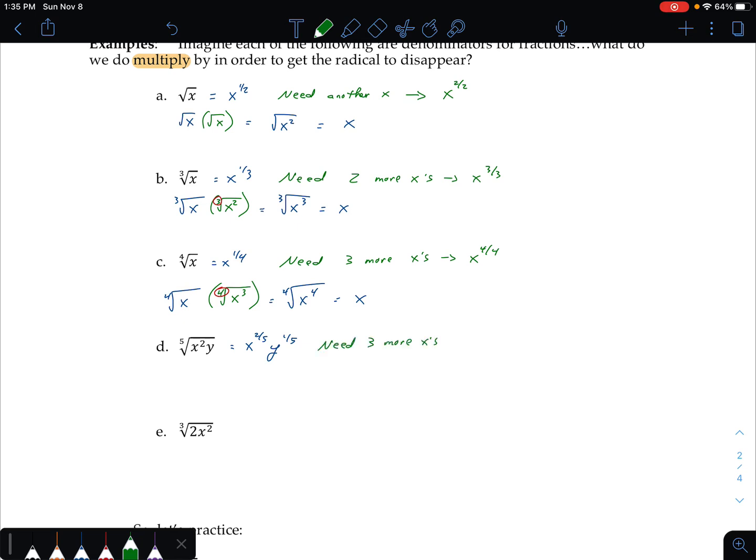I need 3 more x's in order for it to become x to the 5/5, and I need 4 more y's in order for it to become y to the 5/5. That's my whole goal. Get the index to match the power.